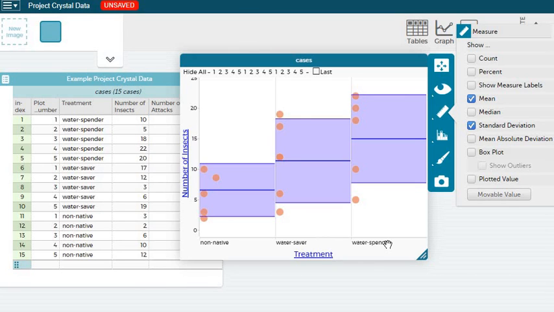Go ahead and add the standard deviation to your insect abundance and caterpillar attack graphs to see if your results were significant.